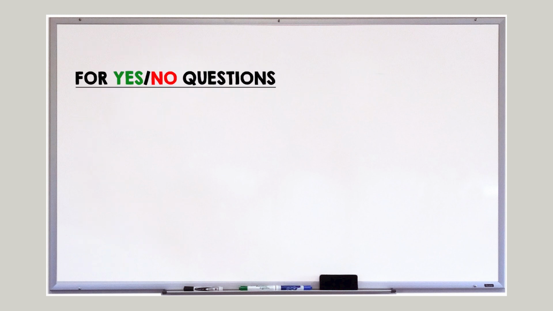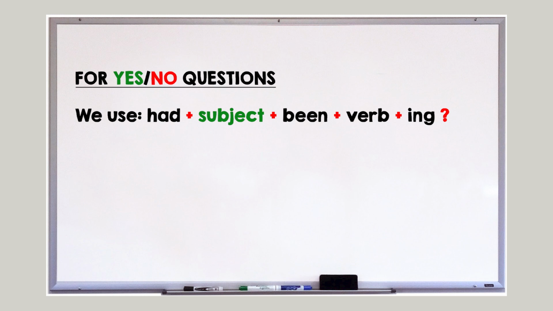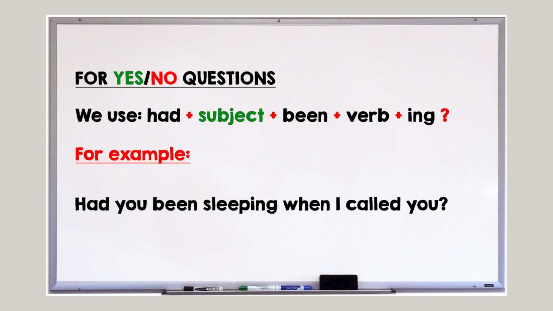For yes/no questions, we use had plus subject plus been plus verb plus ing, and don't forget a question mark. Had you been sleeping when I called you?